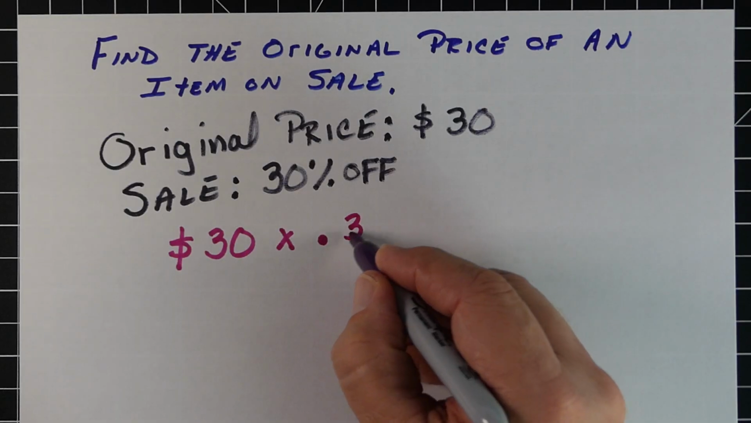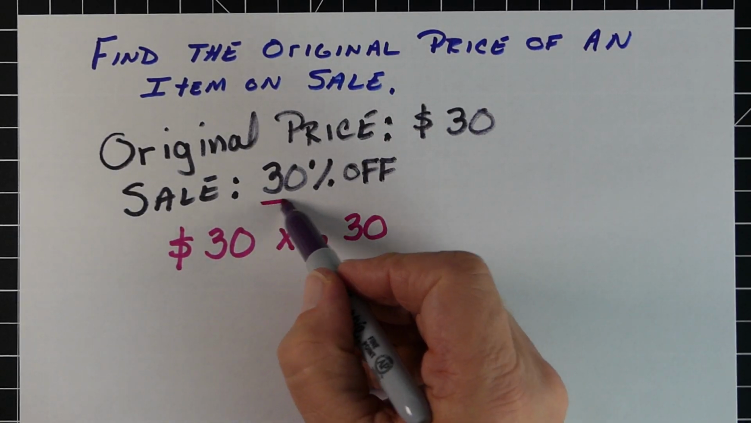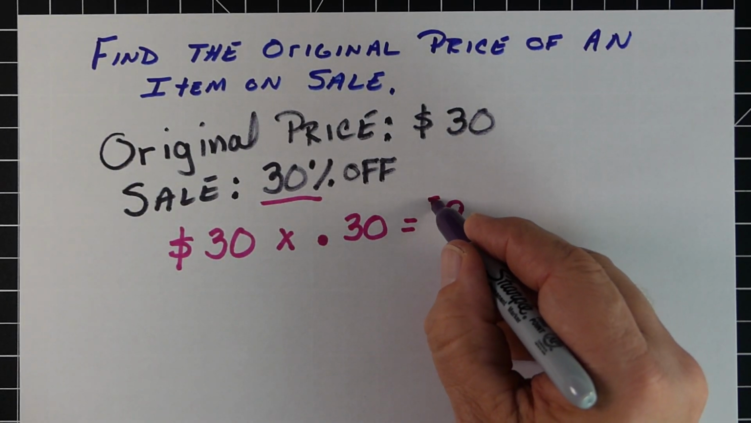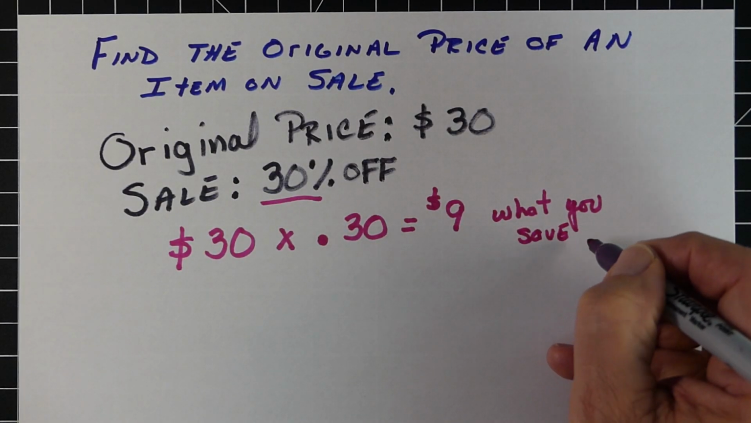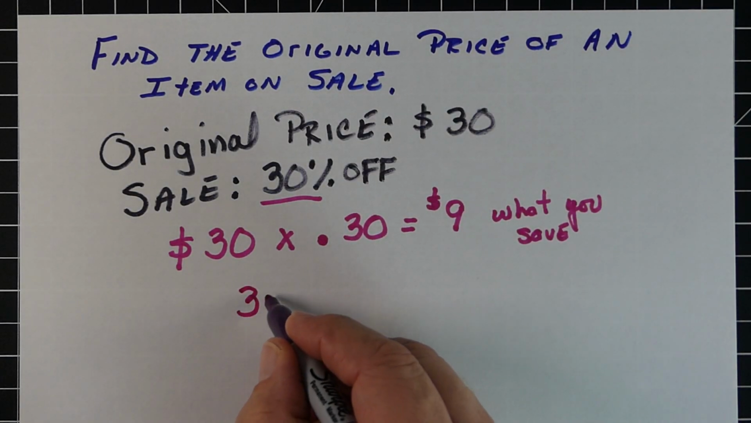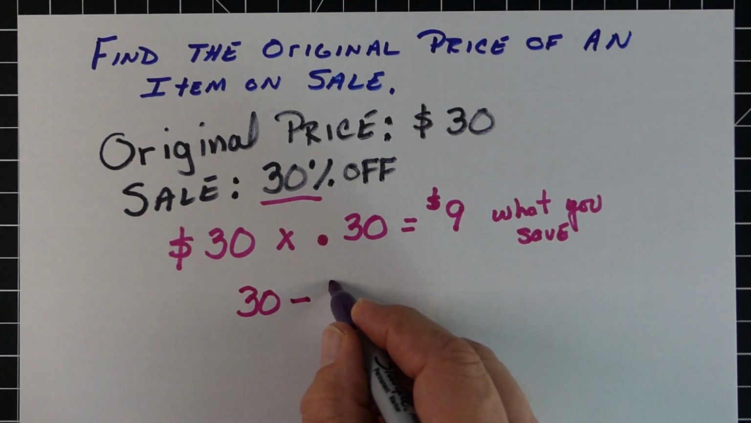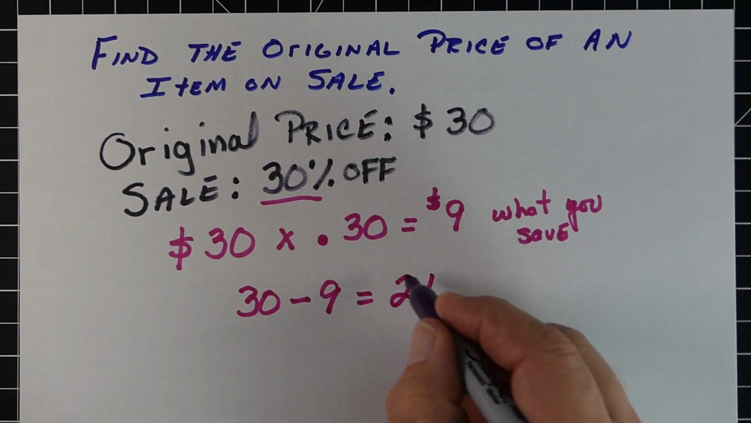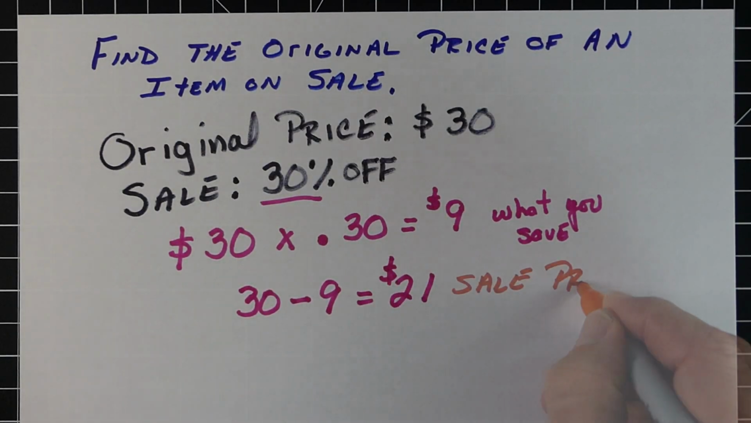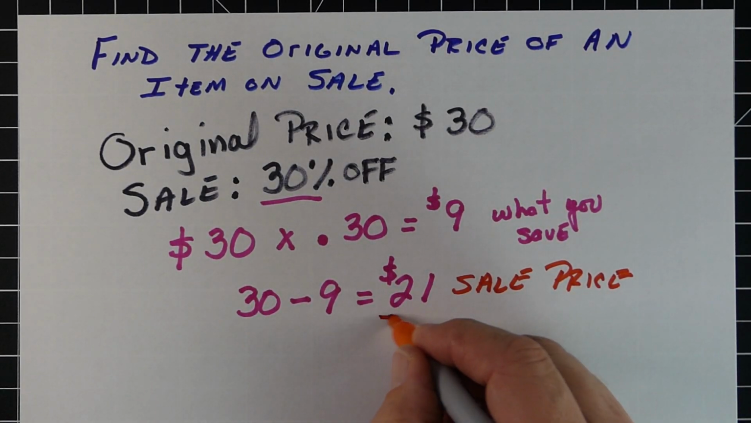So we take the $30 times 0.30 or 30%, and that gives us 9. That $9 represents how much we're going to save. So to find our actual cost, we would take the $30 item, we're going to subtract the $9 that we're going to save, and we end up with $21. That $21 is our sale price.